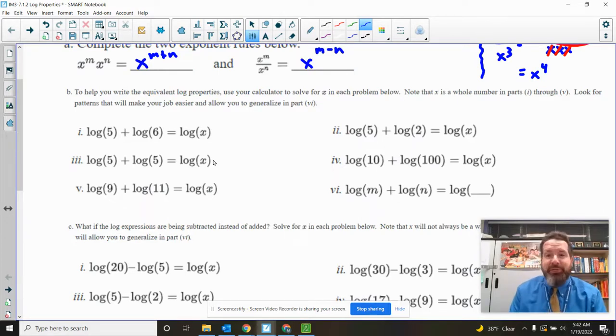All right, here's what I want you to do. Do some pausing and unpausing, because I want you to be able to check as you go. In each of these, the left side equals a single log on the right. Your task is to find out what number this is. So for example, let's take a look at the first one. Log of 5 plus log of 6.